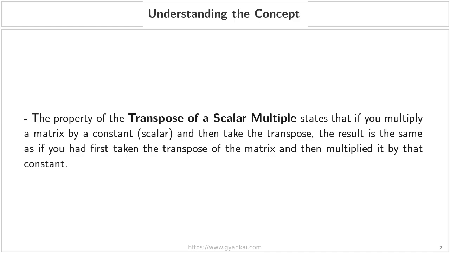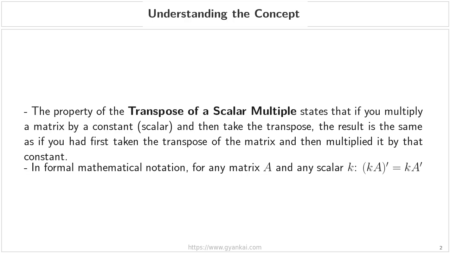Understanding the concept. The property of the transpose of a scalar multiple tells us something very convenient. The order in which we perform these two operations does not change the final result. Specifically, if you multiply a matrix by a constant scalar and then take the transpose of that result, you will get the exact same matrix as if you had first taken the transpose of the original matrix and then multiplied it by that constant. To express this in formal mathematical notation, for any matrix A and any scalar k, the transpose of kA is equal to k times the transpose of A.